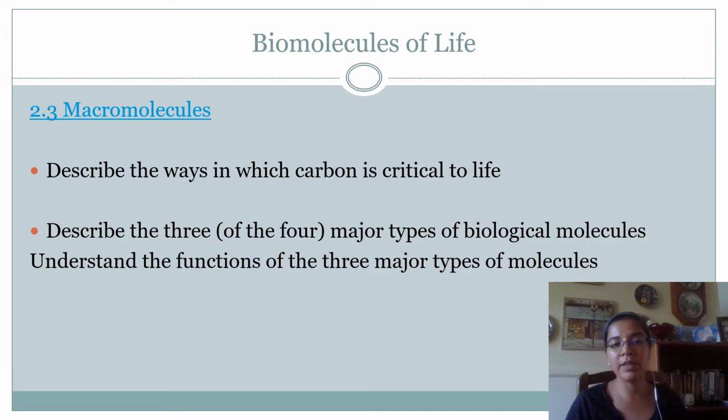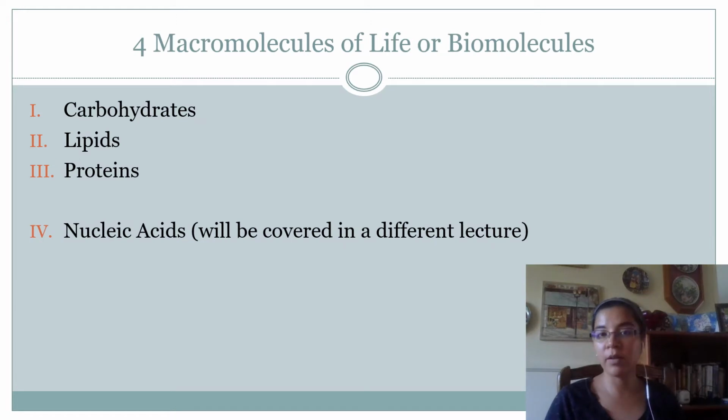And so we'll begin with describing the ways in which carbon is critical to life and describe three of the four major biological molecules of life. Now for this particular video, I will go over just three biological molecules. The four macromolecules of life or biomolecules are carbohydrates, lipids, proteins, and nucleic acids, but we'll only cover carbohydrates, lipids, and proteins for this lecture.